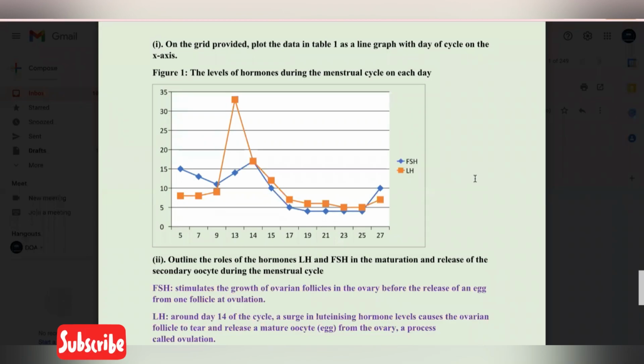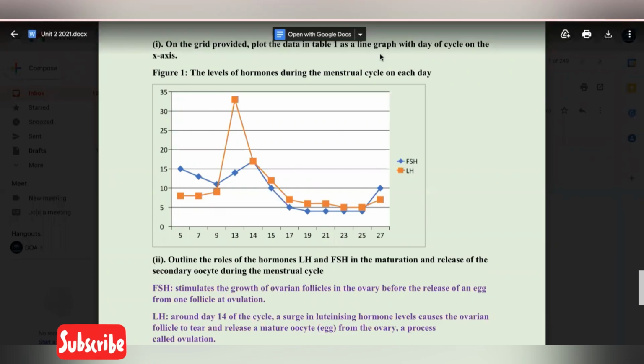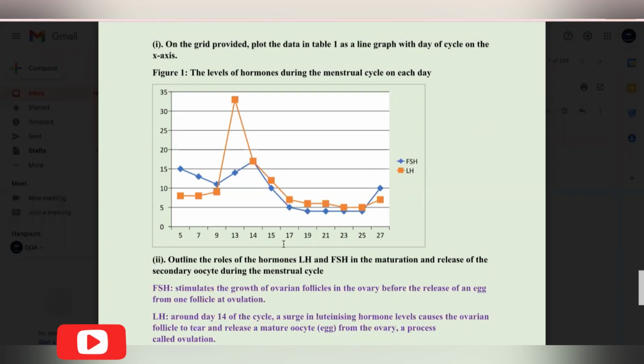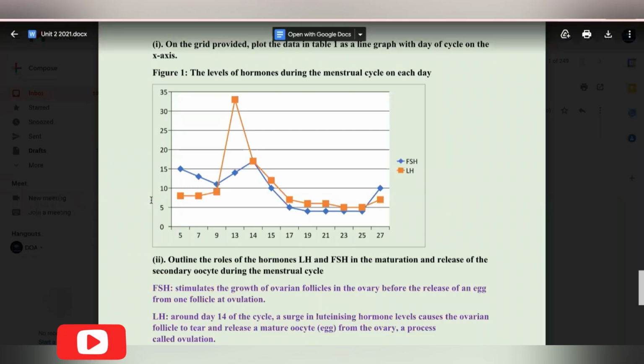Ensure that you include your key here to indicate which hormone is FSH and which hormone is LH. And recall, they ask you for day of cycle on the x-axis. Here, your title of the axis here. So you'd have day of the cycle here versus the hormone concentration in IU on the y-axis.